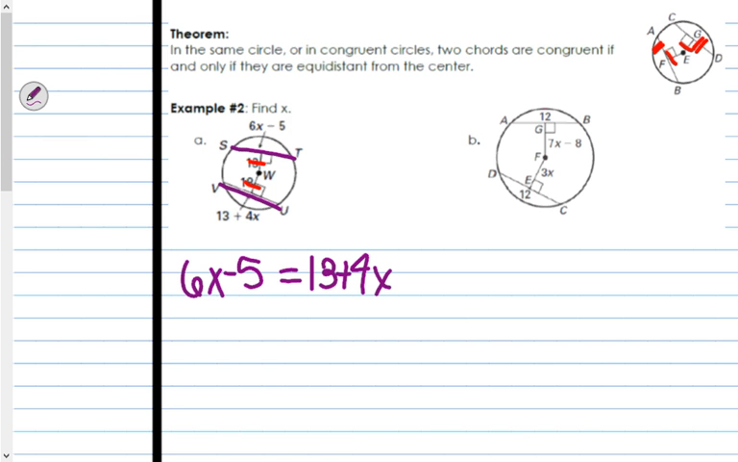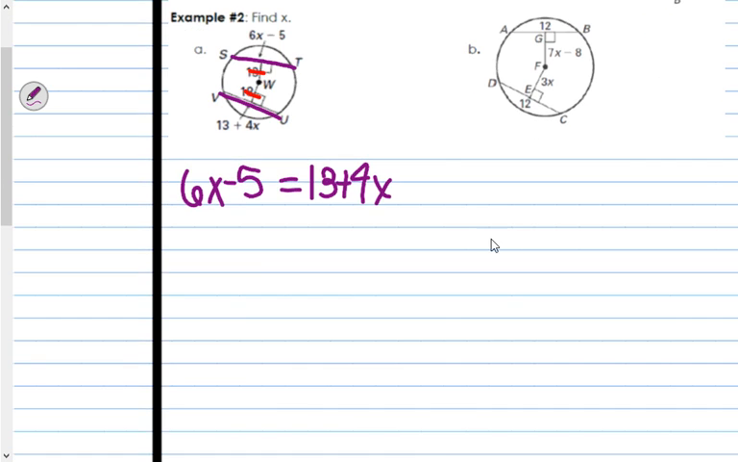So we can go ahead now and solve for x. Little equation. Subtract 4x from both sides, I have 2x. Add 5 to both sides, I have 18. Divide both sides by 2, x equals 9. Two-step equation right there, guys. X equals 9. Example B is done the same way. If you want to practice it on your own, go ahead, but we will do it in class.